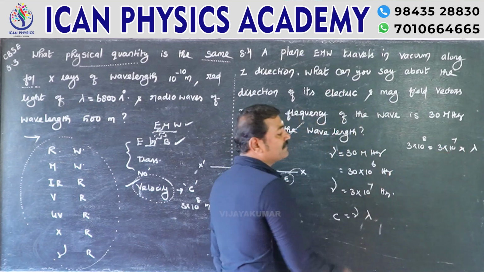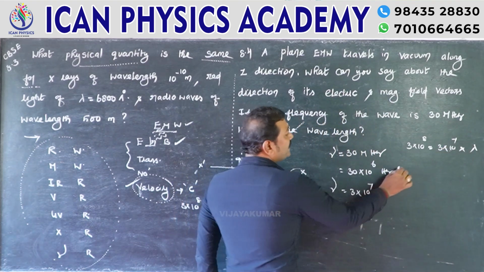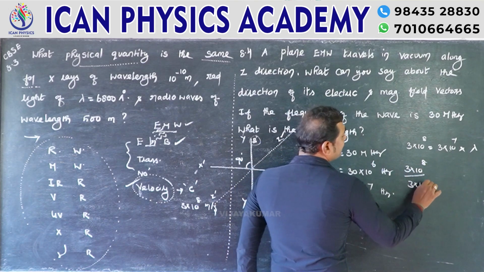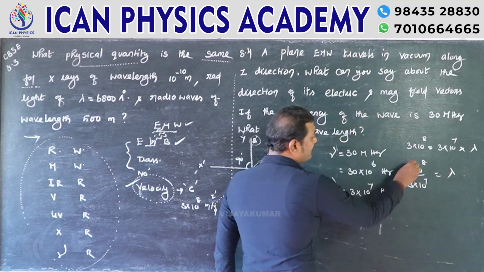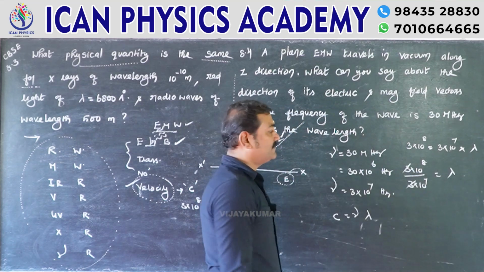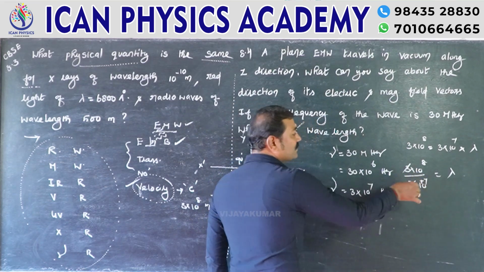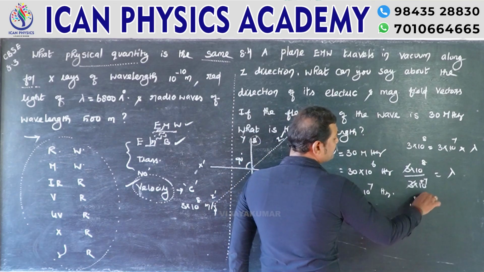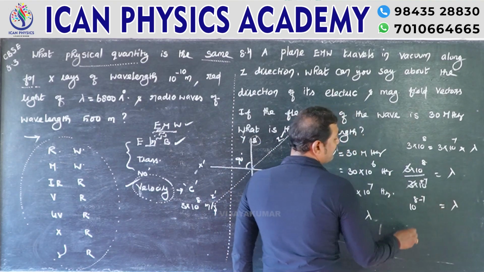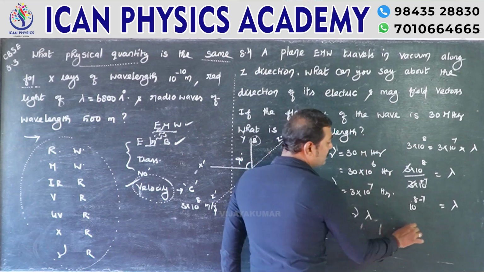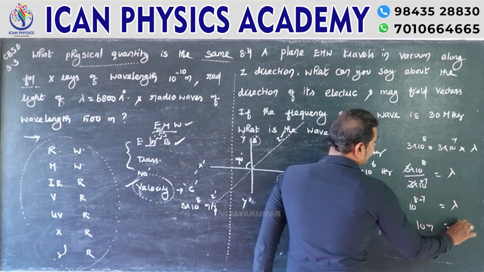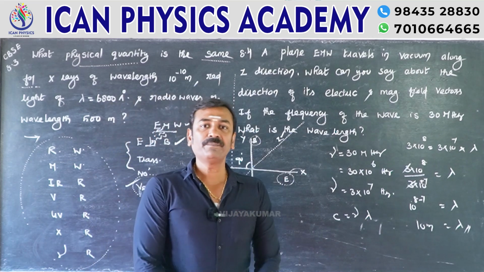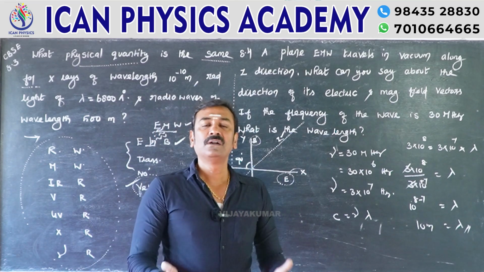Now the multiplication value comes to this side as division. So it becomes 3 into 10 to the power 8 divided by 3 into 10 to the power 7 is the wavelength. So 3 gets cancelled. The power plus 7 goes to the numerator as minus 7. So it becomes 10 to the power 8 minus 7 equal to lambda. So 8 minus 7 is 1. So 10 meter is the wavelength. Do you get it now? Do you have any doubts? No doubts.